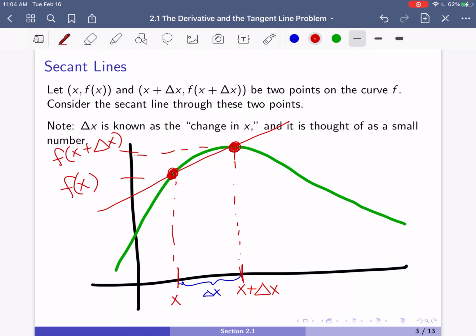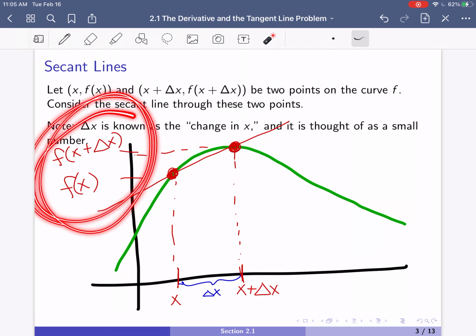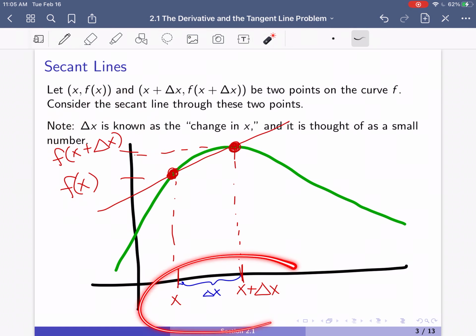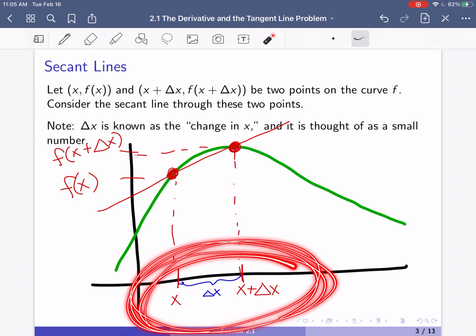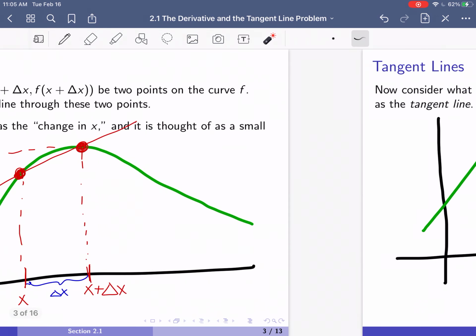And so we can draw the line between those 2 points. And we have our secant line. This secant line has slope, change in y over change in x, f of x plus delta x minus f of x over x plus delta x minus x. So that is our secant line. Right there, those are the 2 y values. Those are the 2 x values. We can think about the equation of that line.